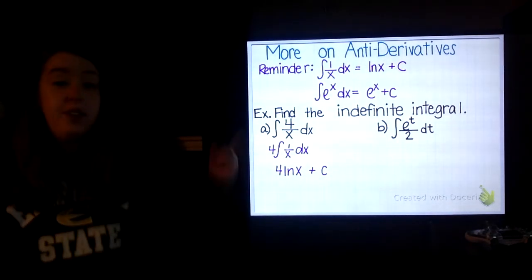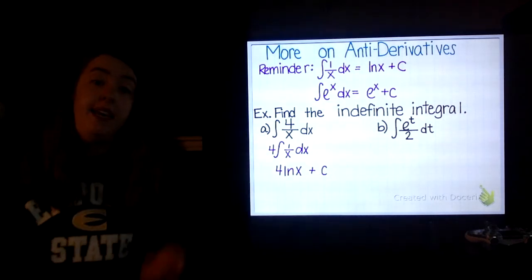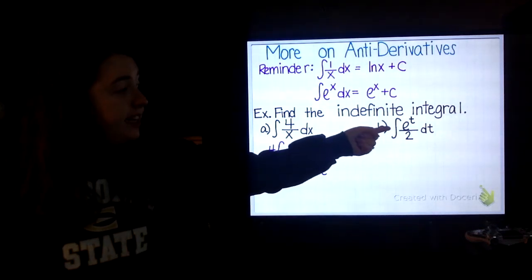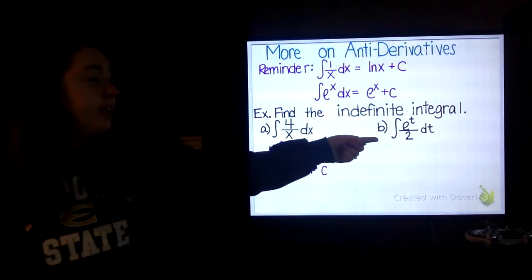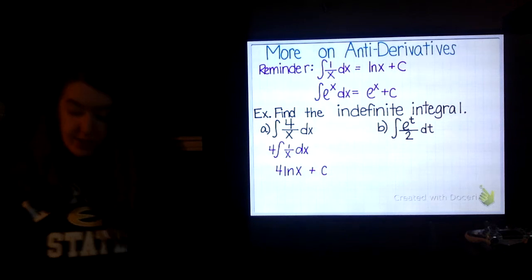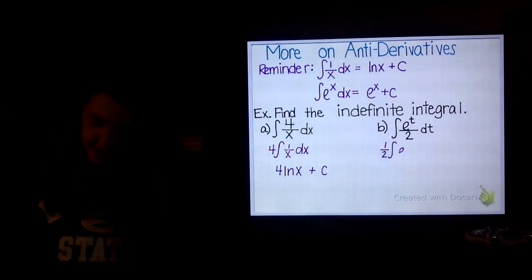So our first step over here was to factor out my constant. Over here on b, that's going to be the same thing. So I have e to the t over 2 dt. That means I'm going to factor out that over 2. Over 2 is the same thing as 1/2. So I'm going to bring a 1/2 out front of that integral, and then I just have e to the t dt.